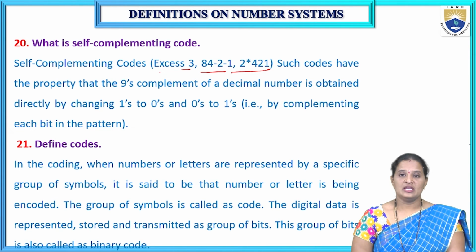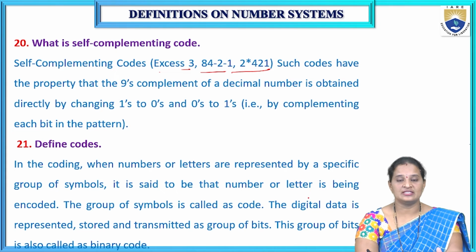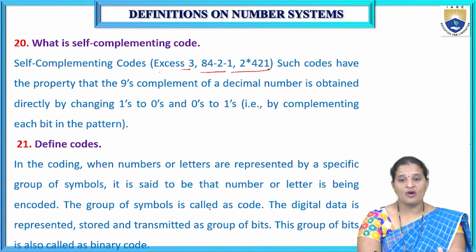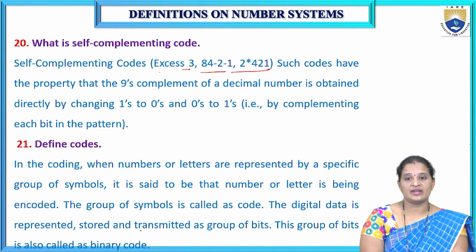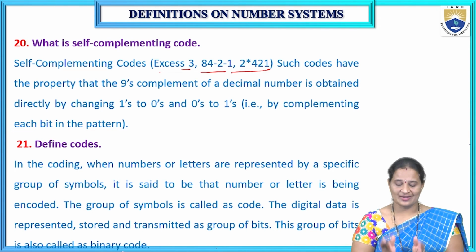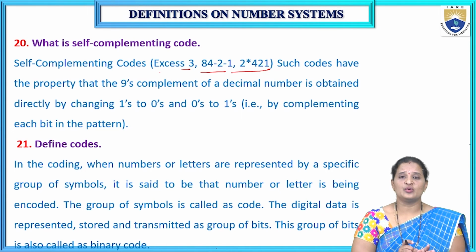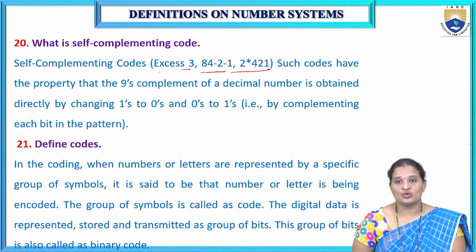Now define codes. In coding, when numbers or letters are represented by a specific group of symbols, it is said that the number or letter is being encoded. The group of symbols is called a code. Digital data is represented, stored and transmitted as a group of bits. This group of bits is also called a binary code. So in short, the grouping of binary data is called a code.